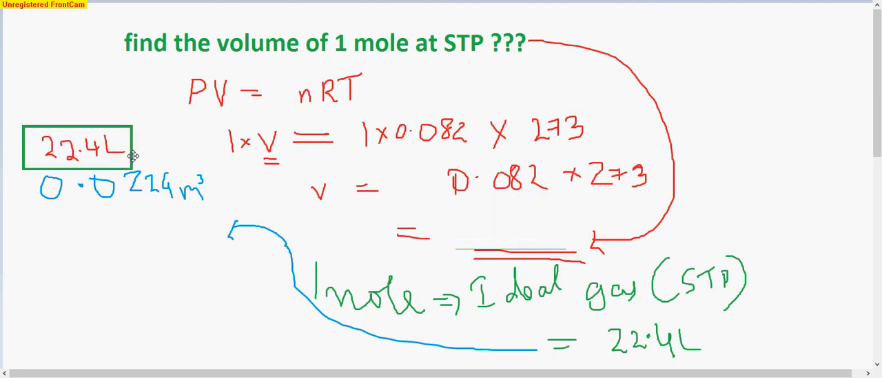If you take 1 mole of any ideal gas at STP, we get it as 22.4 liters. So if you're given an ideal gas and someone tells you to take 1 mole of it, what would you do? You can't actually count 6.022 into 10 raised to 23 particles, the Avogadro's number. You just have to take 22.4 liters. Easy. Okay, so I've run out of time.